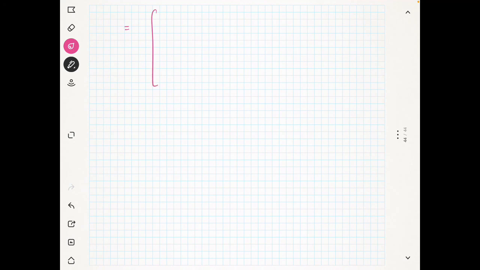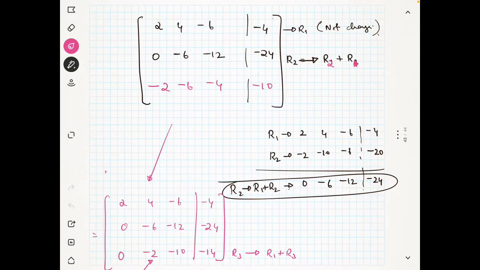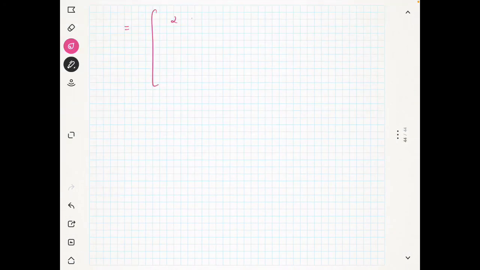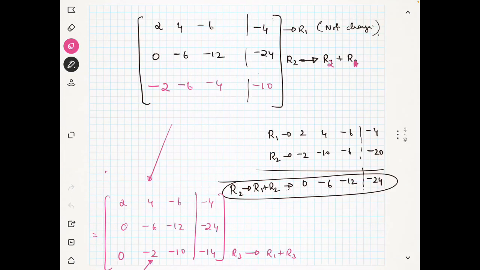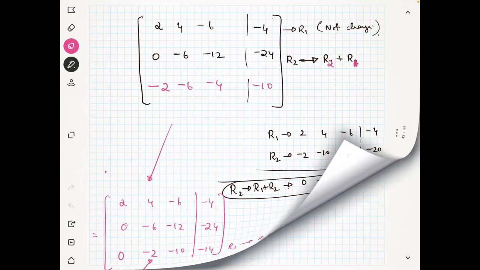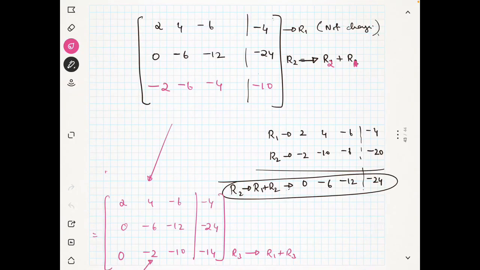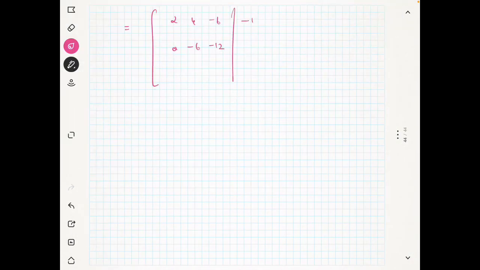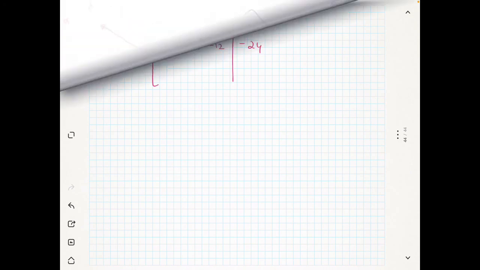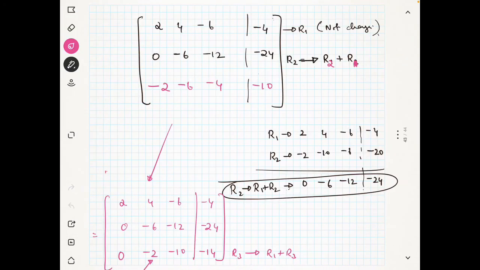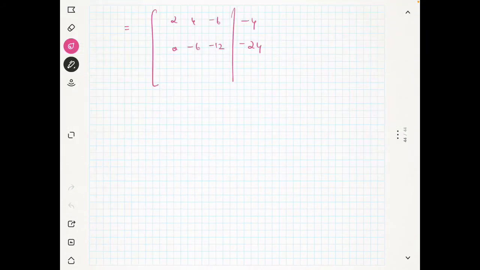So this is equal to 2, 4, minus 6, and 0, minus 6, minus 12. Next, this is minus 4, minus 24, right? Now, I will multiply my row 3. I will take this guy, row 3, and multiply row 3 with 3. So I am going to change my row 3 to 3 times row 3.